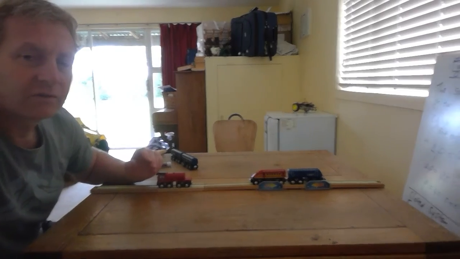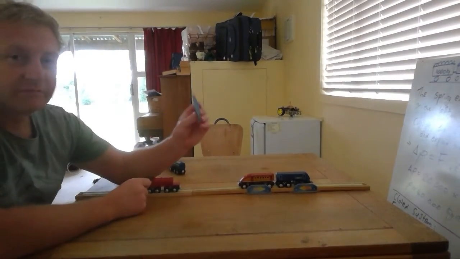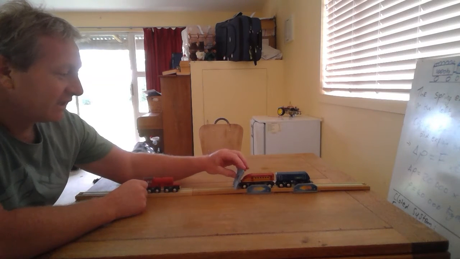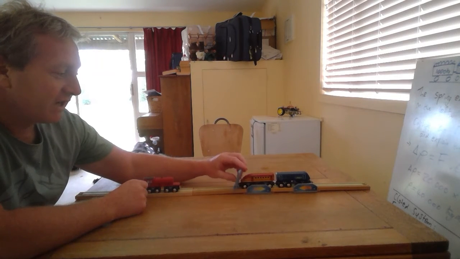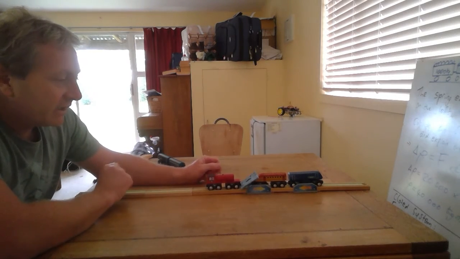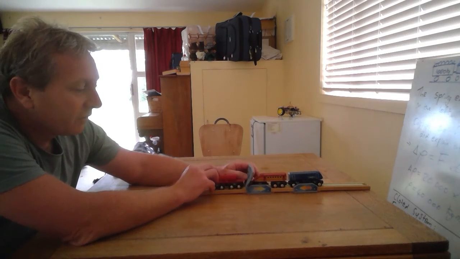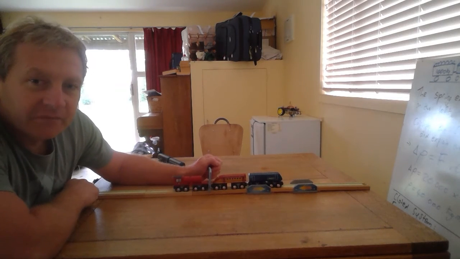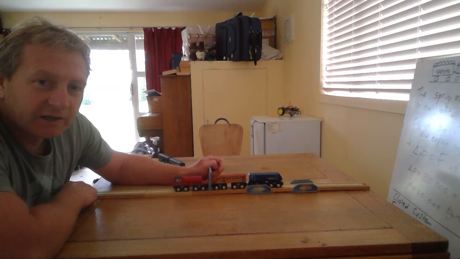So if we gave this little train a crumple zone, a sponge from the soldering iron, here's my crumple zone on the front of the train. If I change the collision time, I will decrease the force. And if you decrease the force, you then decrease the chance of injury.